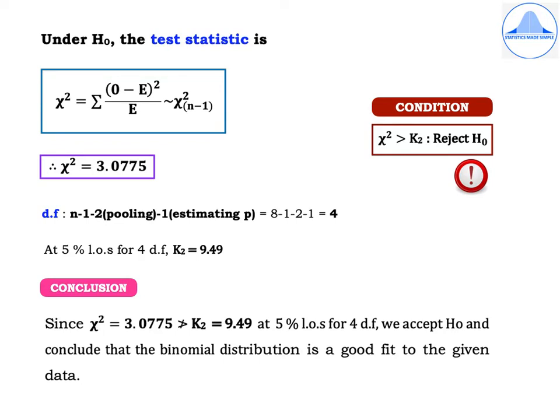So the conclusion, since chi-square is 3.0775 and this is not greater than K2 equal to 9.49, at 5% level of significance for 4 degrees of freedom, we accept H naught and conclude that the binomial distribution is a good fit to the given data.